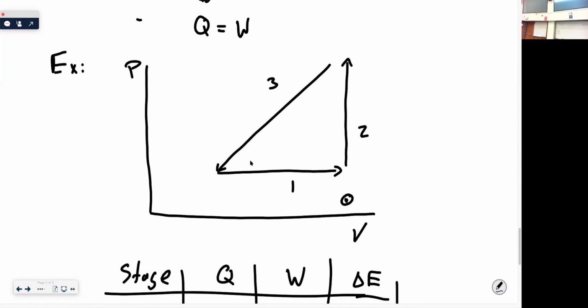Because the total energy at the beginning and the end point have to be the same, but the Q and the W don't. The Q and the W will be determined by the path you take to get there, because Q and W aren't state variables. Okay, we'll explore this principle more on Wednesday.